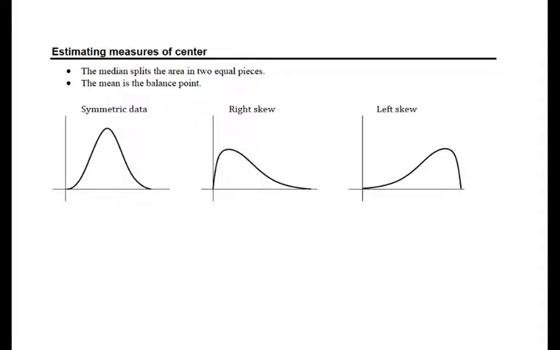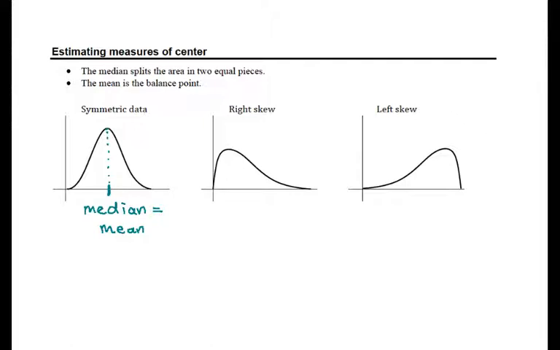There are a few ways to estimate measures of center of a quantitative distribution. These curves describe approximate histograms, and with symmetric data, it's pretty easy to find that center because the center is also the axis of symmetry. So the center is the median, it's also the mean. This is the point at which we have equal areas on both sides.